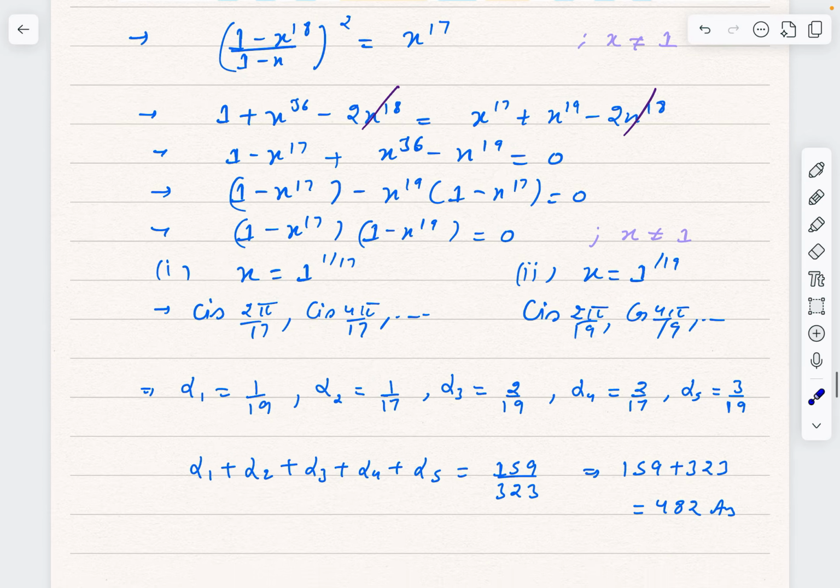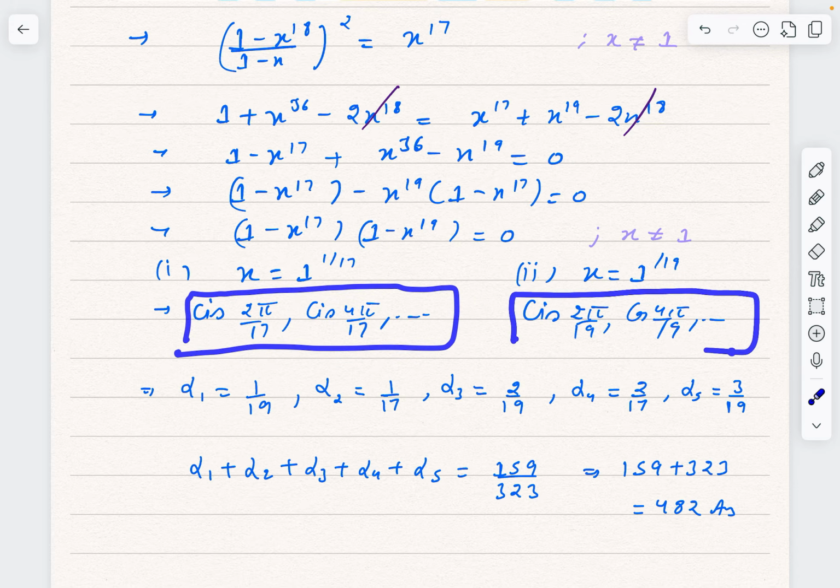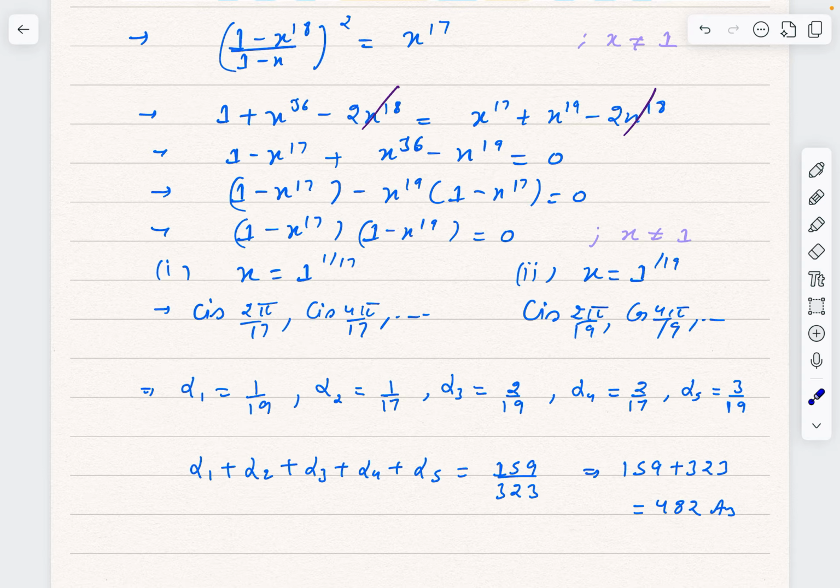Now if you see this, this will be the 17th roots of unity except 1, and this will be the 19th roots of unity except 1. So you get cis 2 pi by 17, 4 pi by 17 and so on. Here you get cis 2 pi by 19, 4 pi by 19 and so on. When you put them in increasing order, you will see the smallest argument will be 2 pi by 19. Next will be 2 pi by 17.